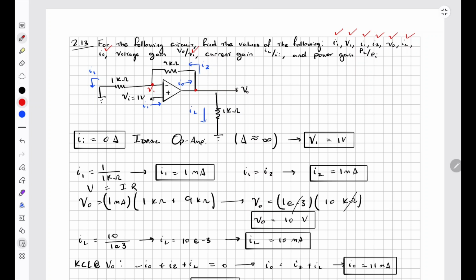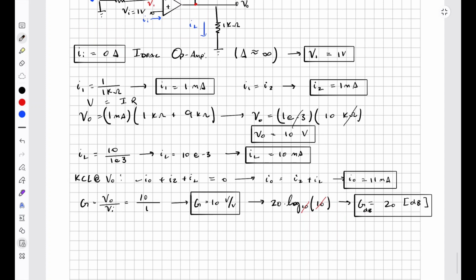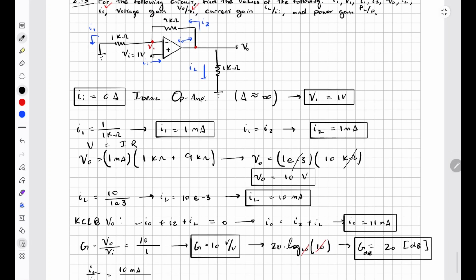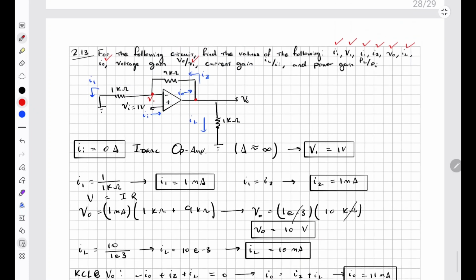And next let's solve for the current gain IL divided by I in, which both values we already have. So that is just IL divided by I in. Now remember IL, we just solved it, it was 10 milliamps, but I in is 0 amps. And dividing anything by 0 is equal to infinity. So current gain is infinity. I guess the unit is amps divided by amps. So we have solved for this one.